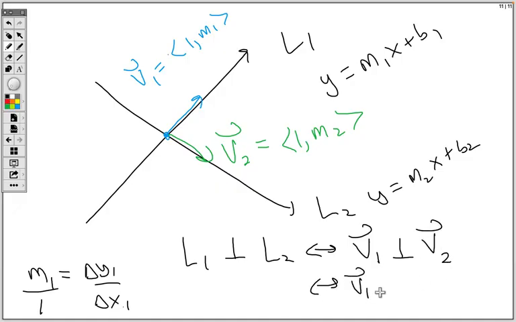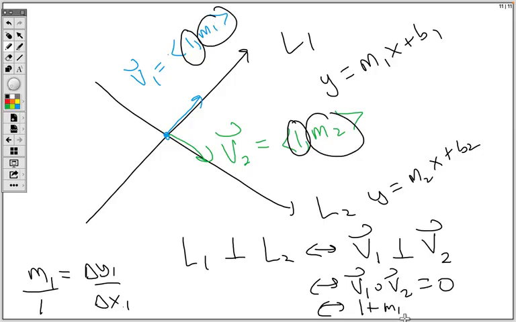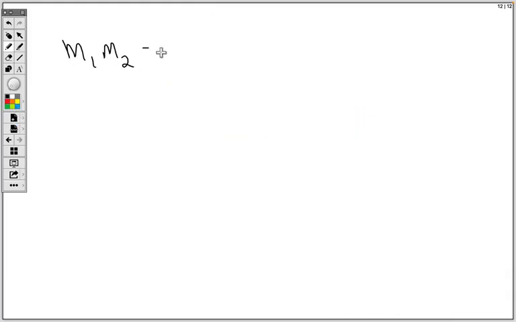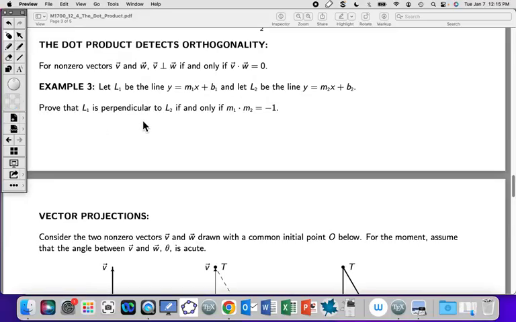And this is the same as v1 dot v2 being 0. So the dot product detects orthogonality. So let's see what that would be. If I multiply here the x components, 1 times 1 is 1. The y components, m1 times m2. So m1 times m2 plus 1 is 0. By golly, that means that m1 times m2 has got to be negative 1. So everything old is new again. All right, we have this new idea of orthogonal vectors, and that reduces to the same idea we had of perpendicular lines.